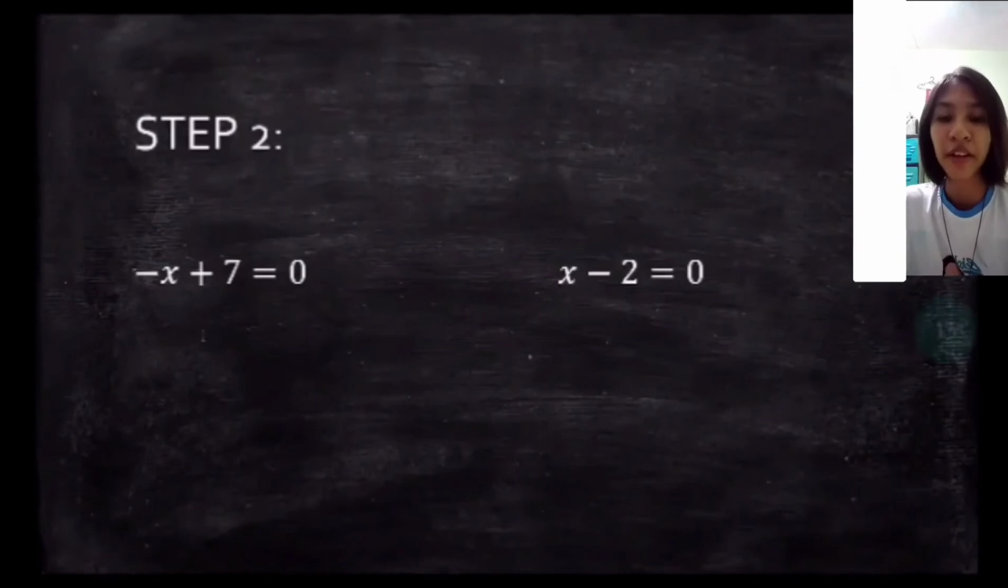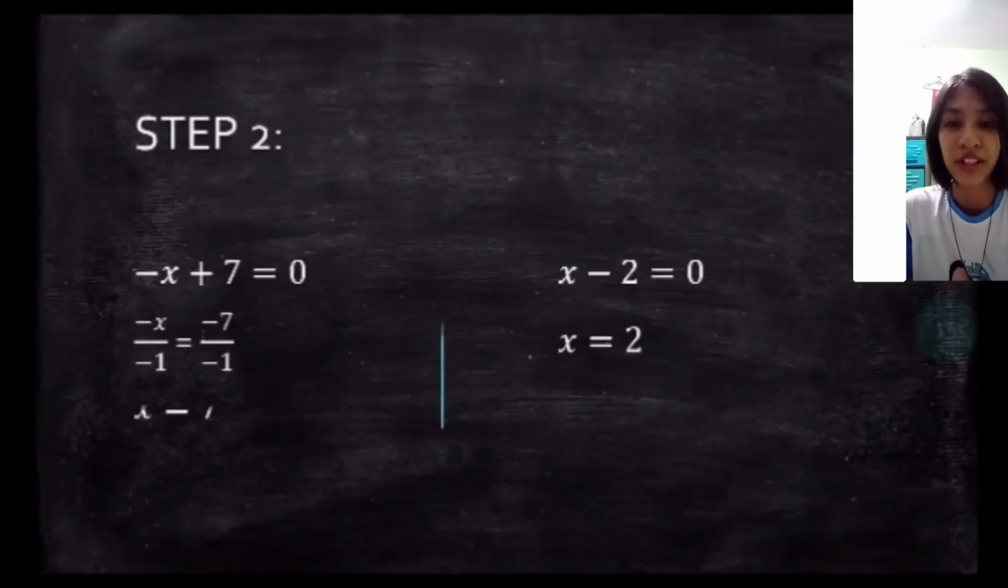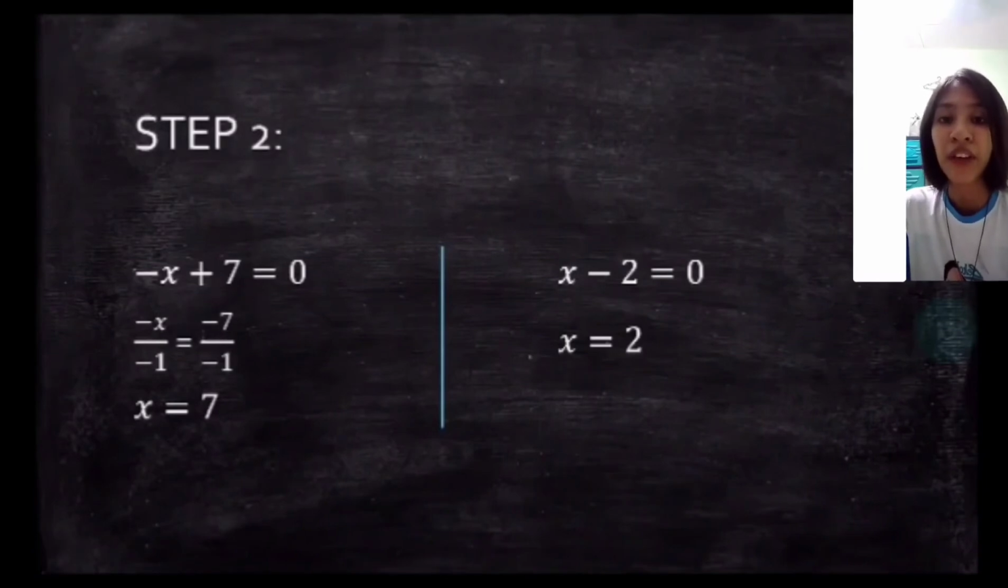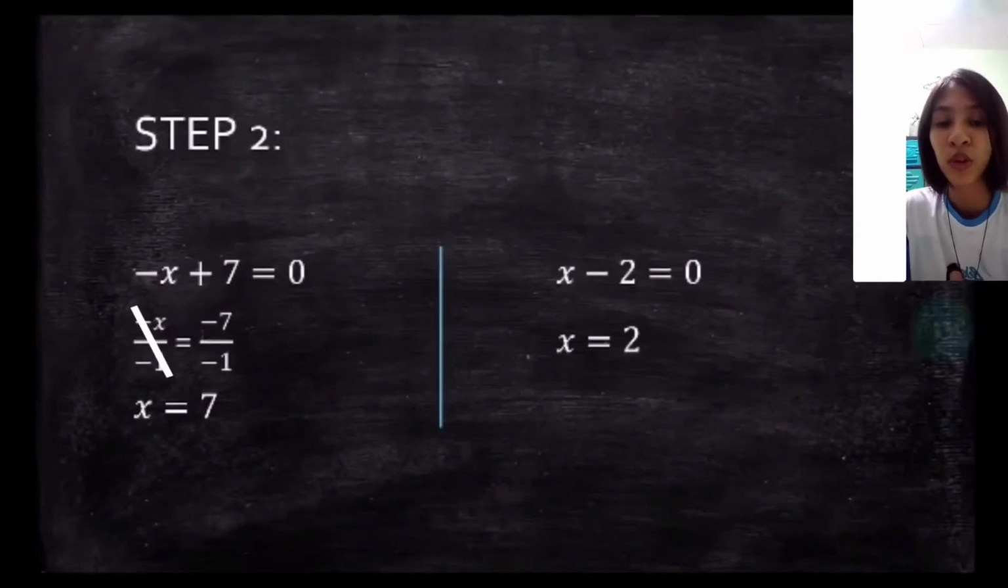Step 2, let us apply the additive property. Negative x plus 7 is equal to 0. Simply transpose positive 7 to the other side. So this will be negative x is equal to negative 7. Let us divide both sides by negative 1 so that the negative in our x will be cancelled out. So it will be x is equal to positive 7 because negative 7 over negative 1 is equal to positive 7. For the other side, x minus 2 is equal to 0. Let us transpose negative 2 to the other side. So it will be x is equal to positive 2.